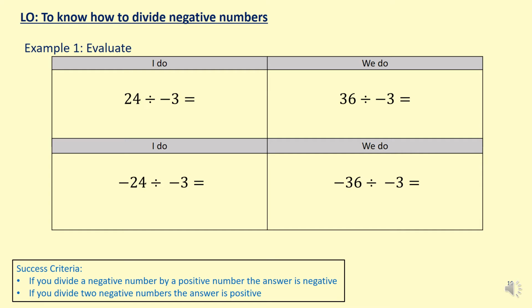For the first, I have 24 divided by 3, which I know is 8. Then I have a positive 24 dividing by negative 3. So positive divided by negative, my answer is negative. So your last answer would be negative 8. 10 seconds, have a go with the first one, please.